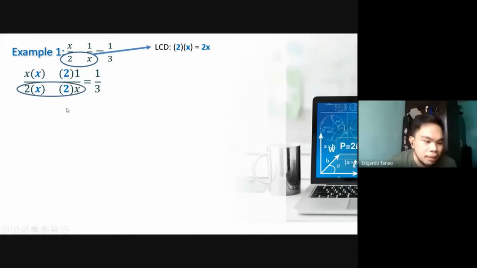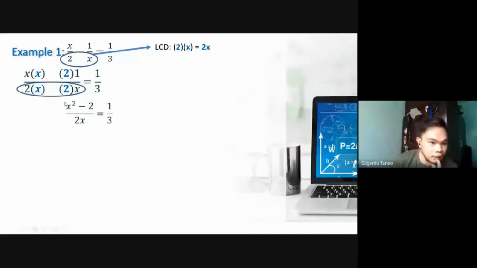Okay? So it means, pwede na natin pagsamahin yung numerator since we already have the same denominators. But before, bago natin pagsamahin, we have to multiply yung x times x and 2 times 1. So x times x is equal to x squared. 2 times 1 is equal to 2. Then since parehas na sila ng denominator, pwede na nating isubtract si 2 kay x squared.